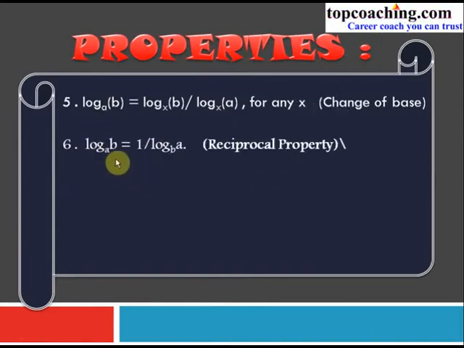The next property is, log of b to the base a is equal to 1 by log of a to the base b, and this property is known as the reciprocal property. So here the bases have been reversed. Here on the LHS the base is a and on the RHS the base is b. So if we want to convert log of b to the base a in terms of base b, then that would be equal to 1 by log of a to the base b, and this property is known as the reciprocal property.